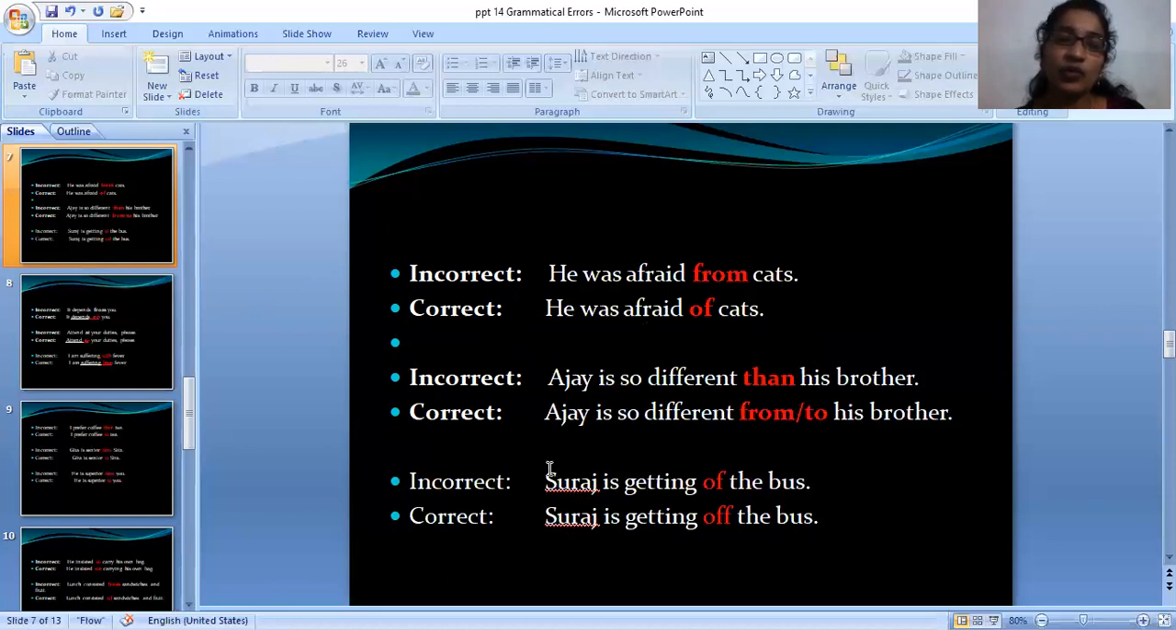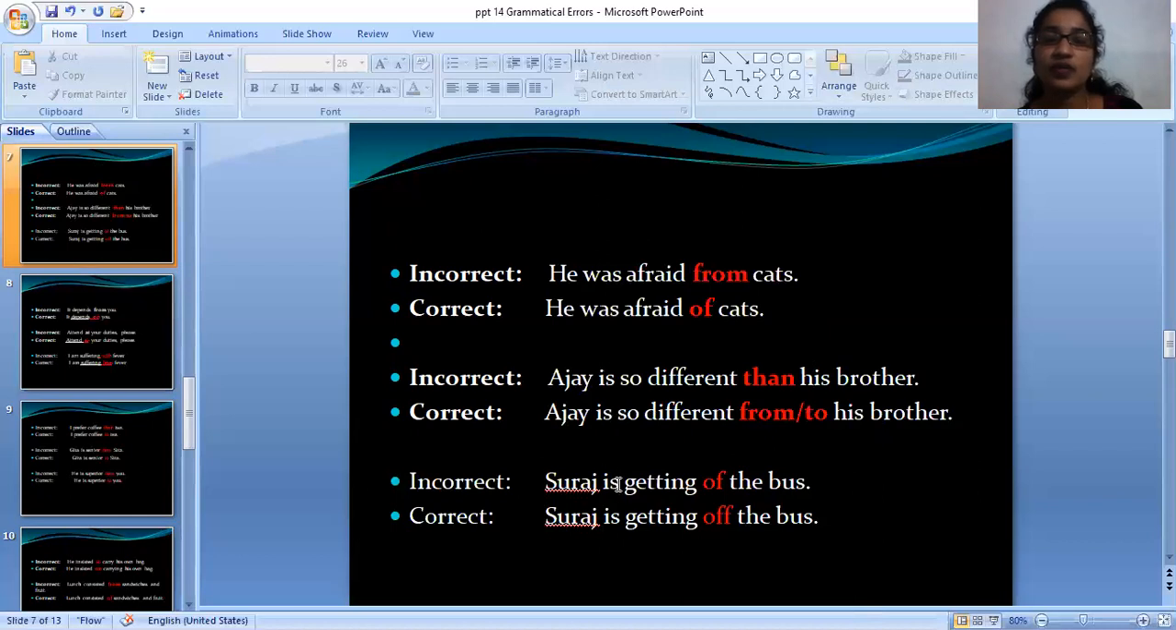I'm going to the second set of sentences. Ajay is so different than his brother. Yes, there is a comparison here, Ajay and his brother, but we cannot use the preposition than here. What do we have to use? Ajay is so different to or from. You can use either from or to. Ajay is so different to his brother.